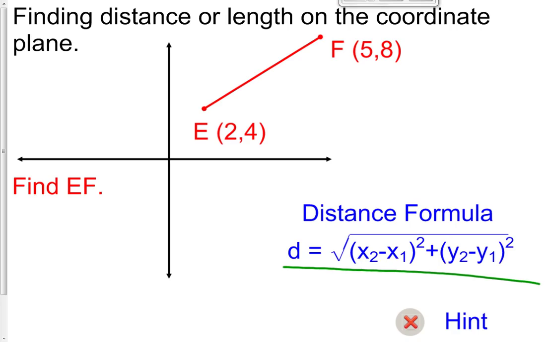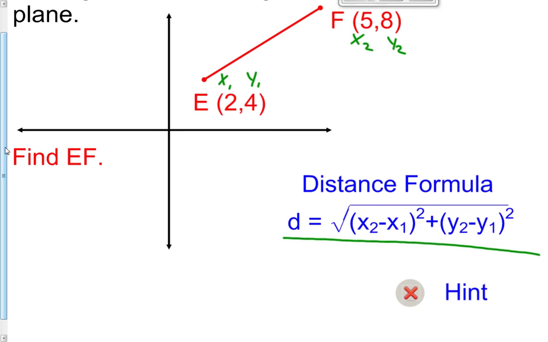All you got to do is take one of these points, E or F, it doesn't matter which one, and call it x1, y1. So I'll call this x-coordinate 1 and y-coordinate 1 for 2, 4. So 5, 8. 5 is the x-coordinate, so I'll call that x2. 8 is the y-coordinate, so I'll call that y2. Now I simply put it into my formula, and I simplify it.